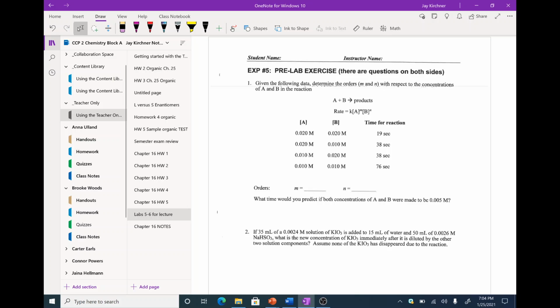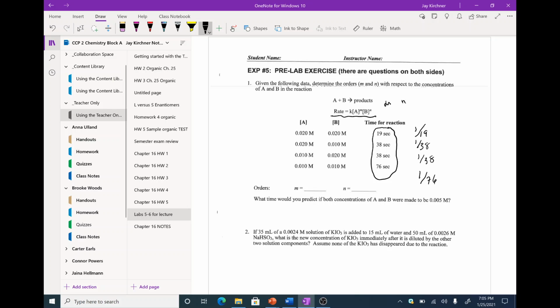So let's say we have this reaction and we're trying to figure out basically the exponents M and N. So what we do is here's our concentrations of A and B, our two reactants. We look at the time. So what I want you to notice is instead of it putting the actual rate, I want you to see it as 1 over 19 for this one. So in other words, the reaction happens once in 19 seconds. This is 1 over 38. This is 1 over 38. This is 1 over 76.